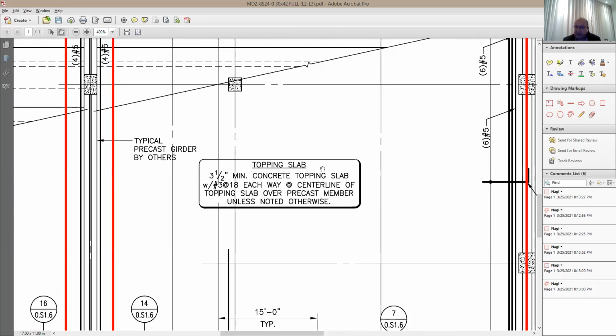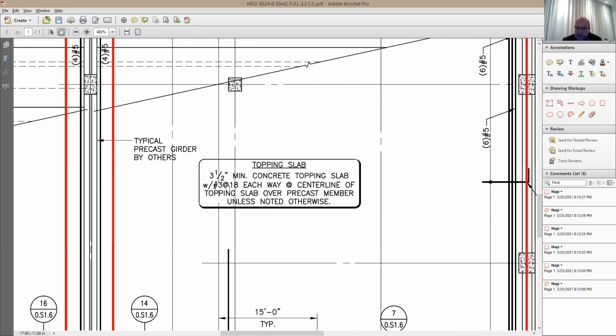It says here in the topping slab, you have 3.5 inch minimum concrete topping slab. Usually when you open the PCI manual, you're gonna see only 2 inch. But in California, we really need 3.5 inch for the diaphragm action, because we need to use it for the seismic. This is gonna be our diaphragm. It's gonna be only that 3.5 inch.